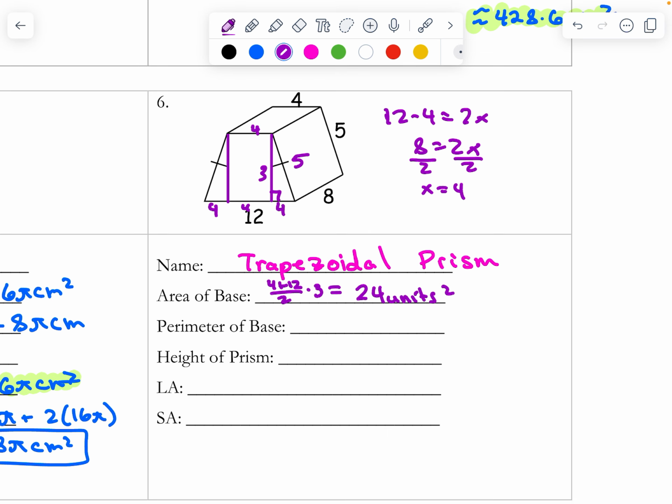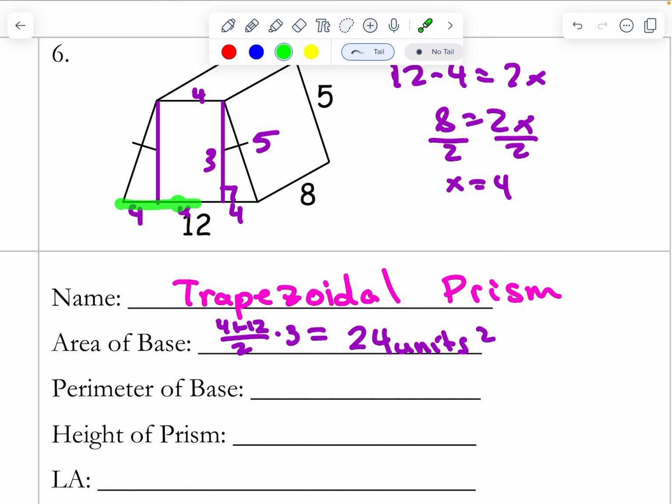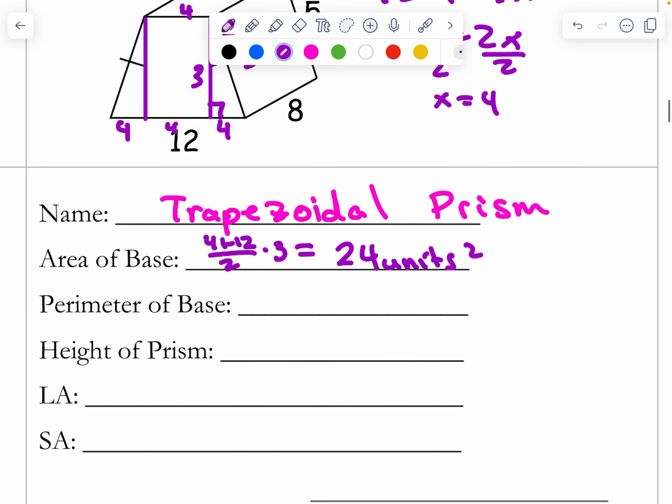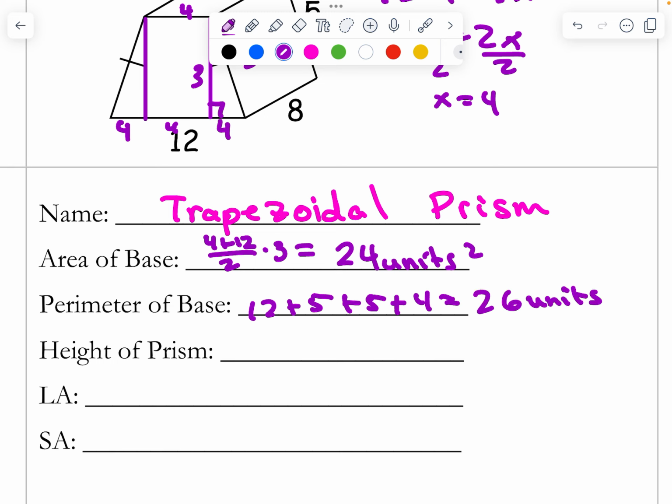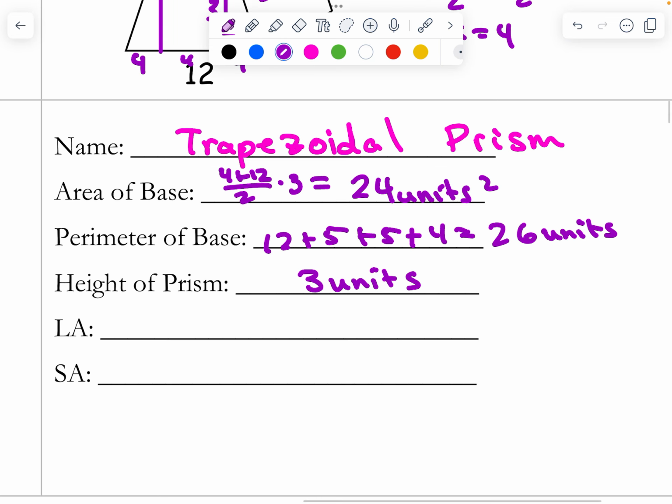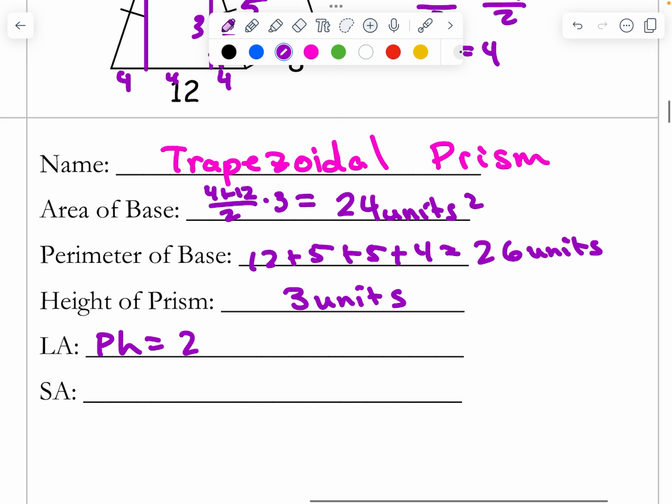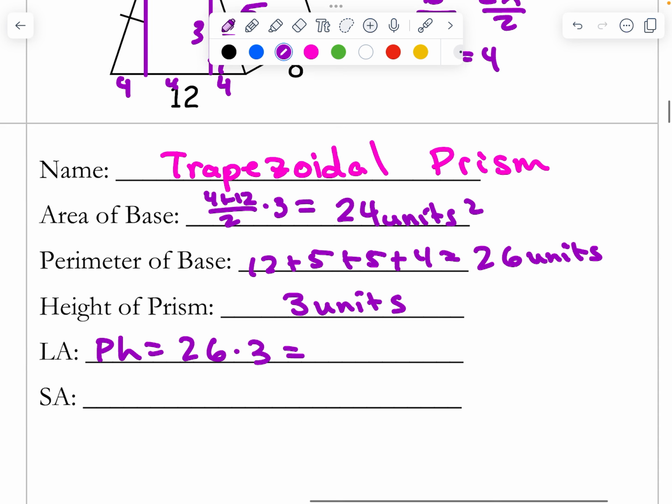The perimeter is to just add them all up. Well, if this is 12, this is 5, this is 5, and this is 4, then 12 plus 5 plus 5 plus 4 gives me 26 units. The height we've already established is 3 units. So now my lateral area is going to be the perimeter times the height. The perimeter was 26 times my height is 3, which we end up getting.